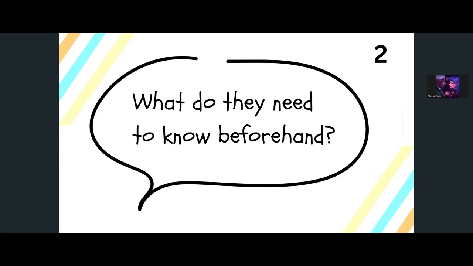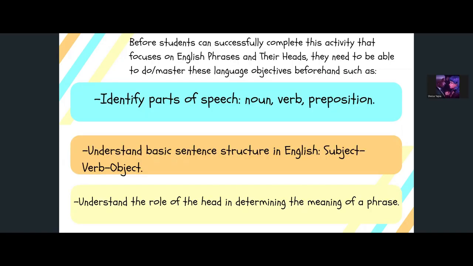Before I give them this activity and I want them to do this specific thing and enhance these specific skills, what do they need to know beforehand or what do they need to have mastered before we do this activity or this content or this lesson? Before students can successfully complete this activity that focuses on English phrases and their heads, they need to master these language objectives beforehand, such as identify parts of speech like noun, verb, preposition. Obviously, if they don't understand what that is beforehand, they're not going to be able to identify those certain phrases in a sentence.